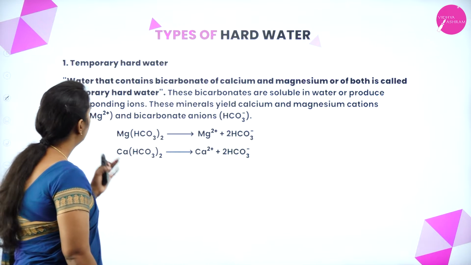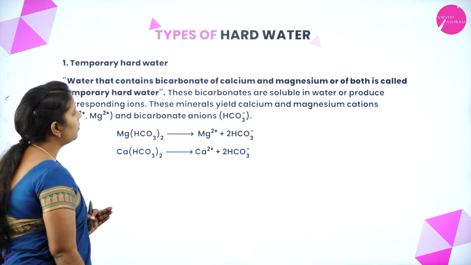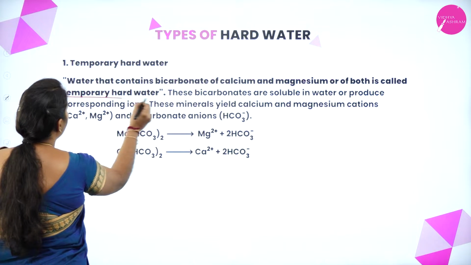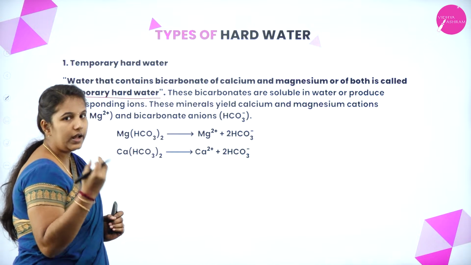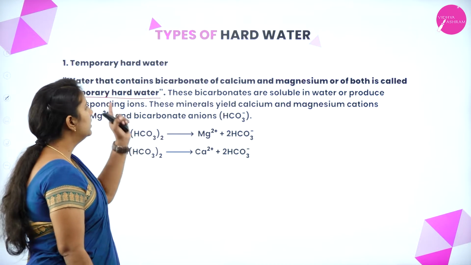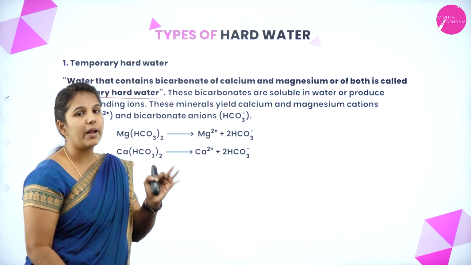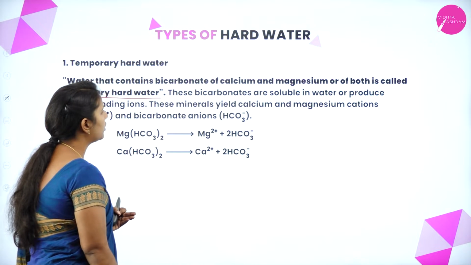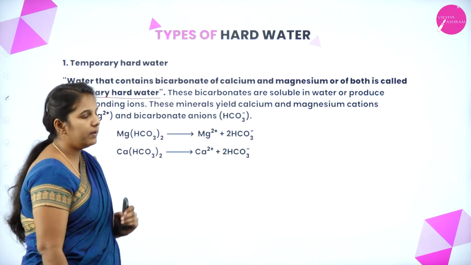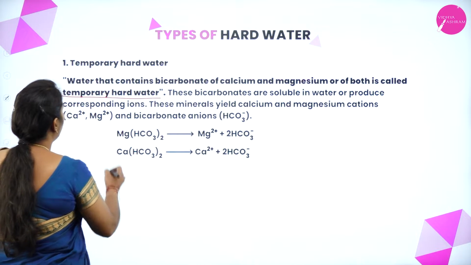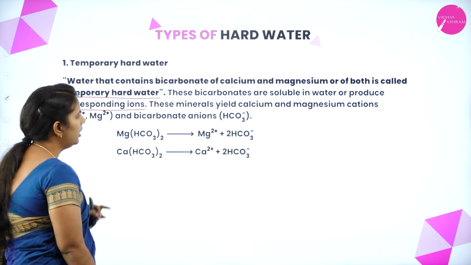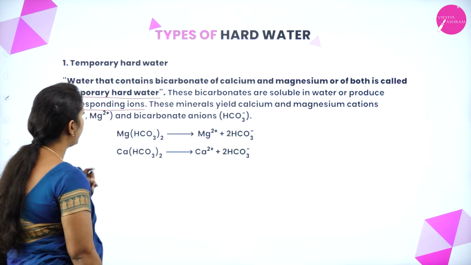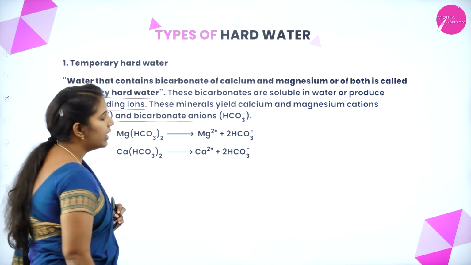Let us see. The water that contains bicarbonates of calcium and magnesium, or both, is known as temporary hard water. If the water consists of what? Bicarbonates of what? Calcium and magnesium. Such waters are said to be temporary hard water. These bicarbonates are soluble in water and produce the corresponding ions, and these minerals yield calcium and magnesium cations and bicarbonate anion.